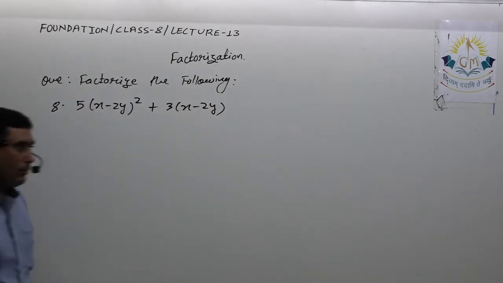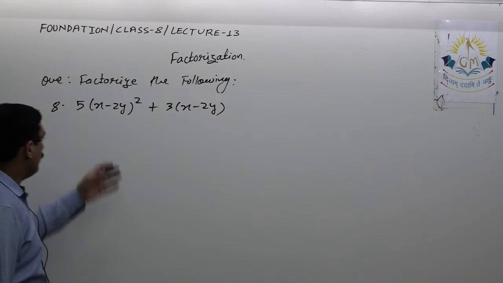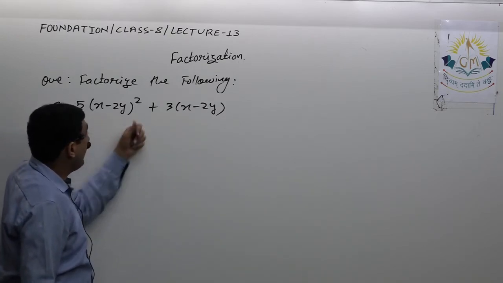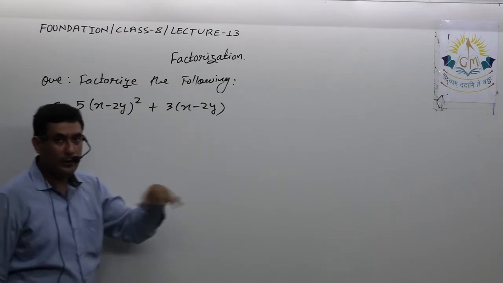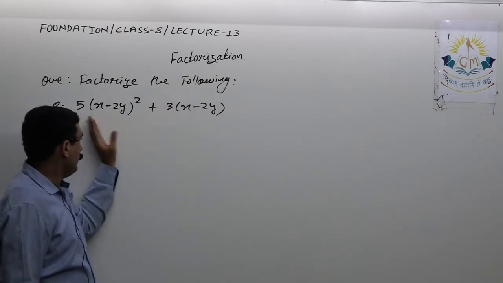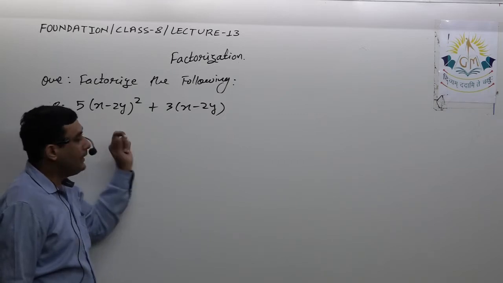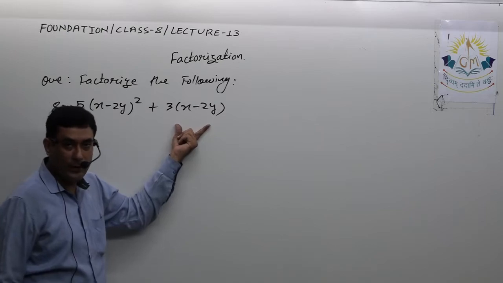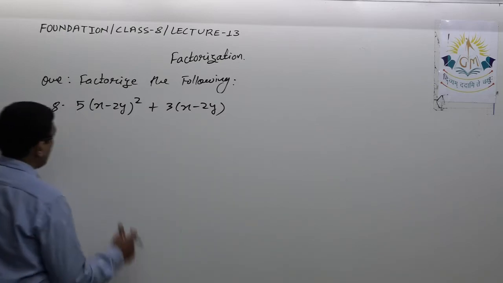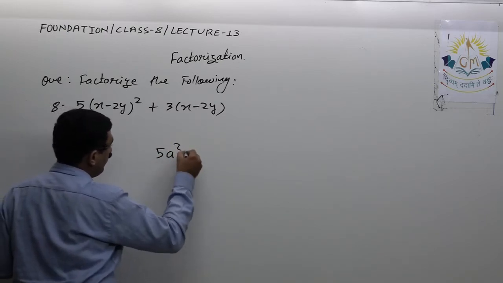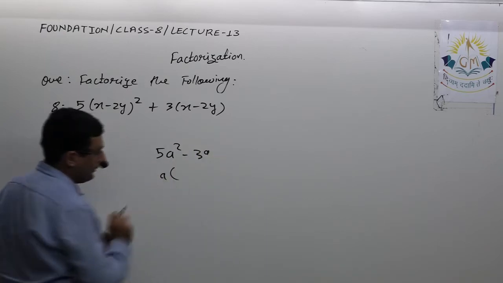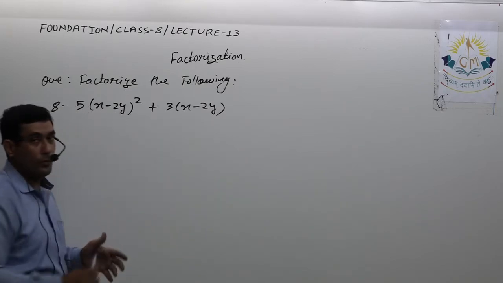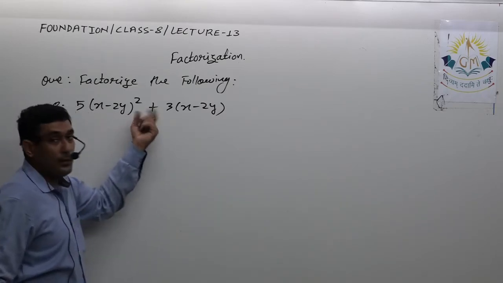This is again almost similar to the previous sum, but over there only one term was common. Here it is (x minus 2y) whole square. So in other words, we can say the first term contains x minus 2y two times, that is x minus 2y into x minus 2y, and here it is only x minus 2y. So it is something like that. If I have 5a square minus 3a, I can take a common. So here, instead of a monomial, the binomial has the power.